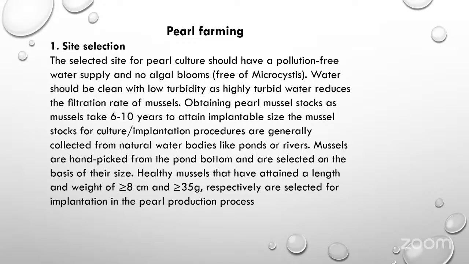Obtaining pearl mussel stocks. As mussels take 6 to 10 years to attain implantable size, the mussel stocks for culture or implantation procedures are generally collected from natural water bodies like ponds or rivers. Mussels are handpicked from the pond bottom and are selected on the basis of their size. Healthy mussels that have attained a length and weight of more or less equal to 8 centimeters and more or less equal to 35 grams, respectively, are selected for implantation in the pearl production process.